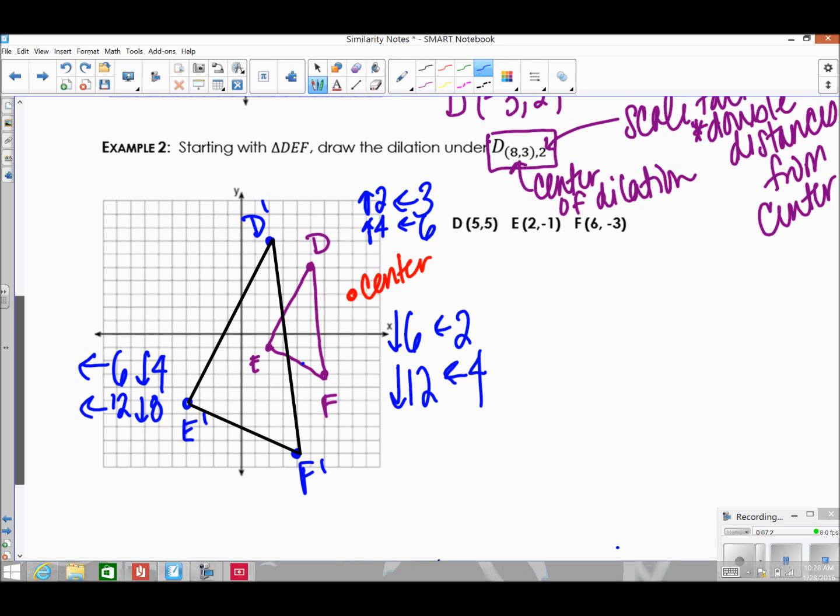So then we need to just state our coordinates here. So we have D prime is going to be 2, comma 1, 2, 3, 4, 5, 6, 7. So 2, comma 7. E is going to be 1, 2, 3, 4. So negative 4, down 1, 2, 3, 4, 5.